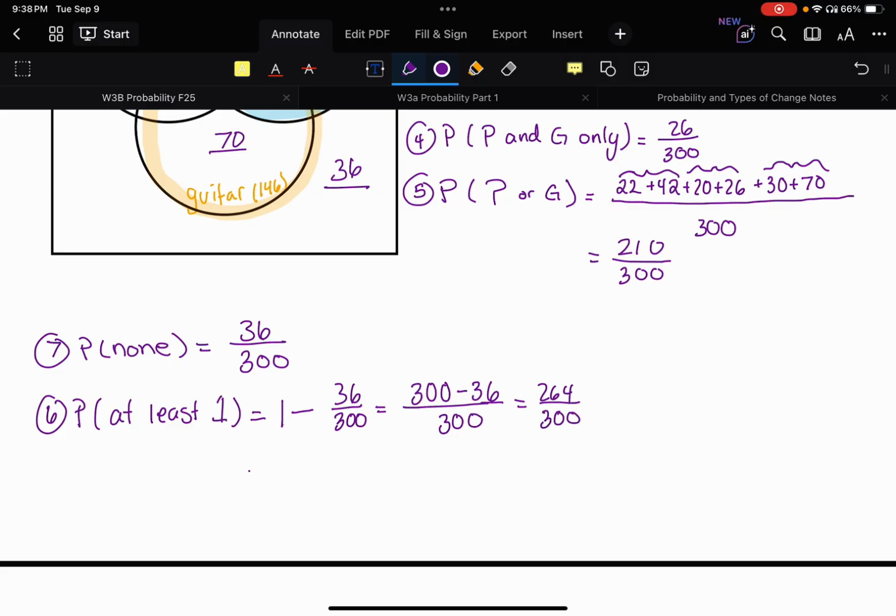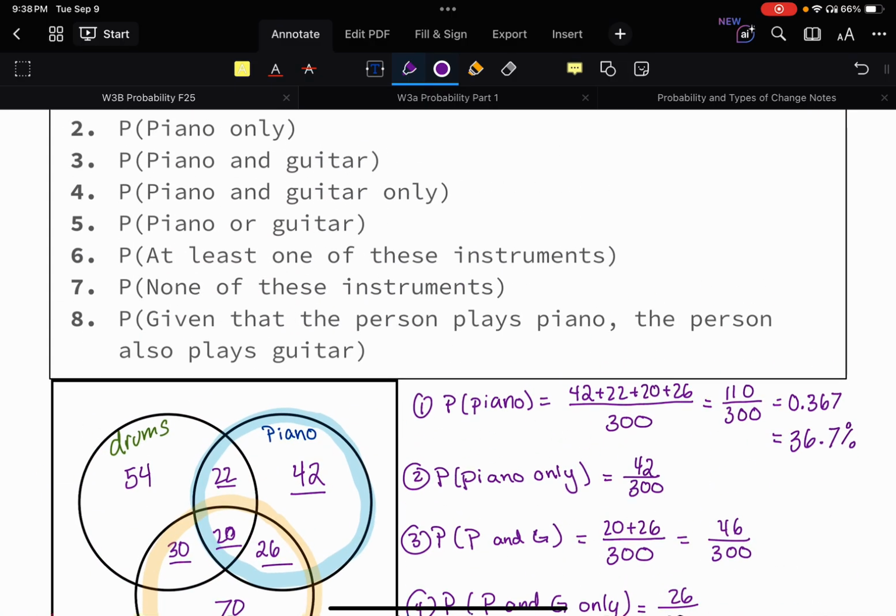Or the final other option is I could add up all the numbers in the circle. It's just a lot of numbers to add. So sometimes I like to use the other parts to help me figure that out.